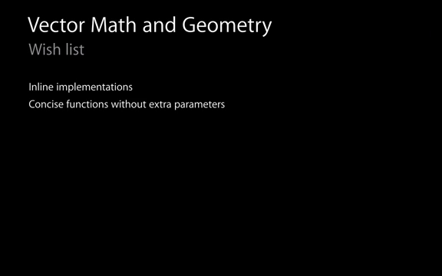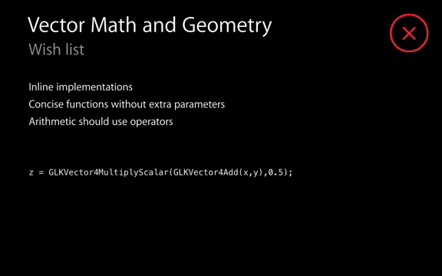And the last feature that I think is important is that arithmetic should use operators. So if you want to average 2 vectors, rather than needing to write this, you should just be able to write 0.5 times x plus y. Now you have the average of two vectors. This is a lot easier to write. It's a lot easier to read. It makes your code more natural.